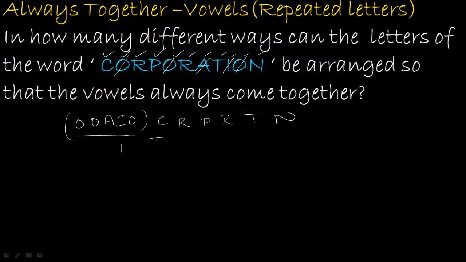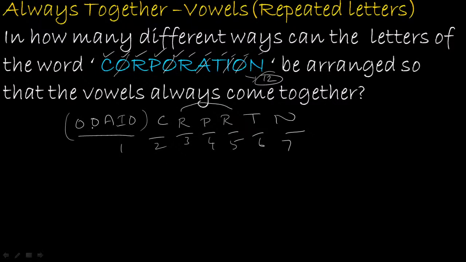So totally we have 1, 2, 3, 4, 5, 6, 7. So this has 7 letters, isn't it? The word corporation now has 7 letters. Actually, the word corporation has 1, 2, 3, 4, 5, 6, 7, 8, 9, 10, 11, 12 letters, isn't it? But the condition is given that the vowels always come together, which means we have to treat these vowels as only one letter. So the 12 letter word becomes a 7 letter word. So this 7 letter word has 2 repeated letters R, isn't it? Here R repeats 2 times.